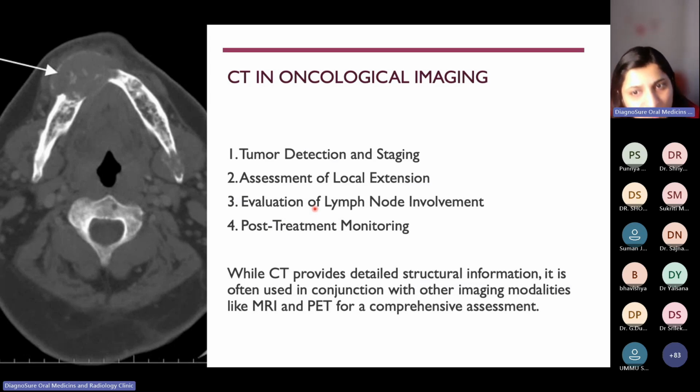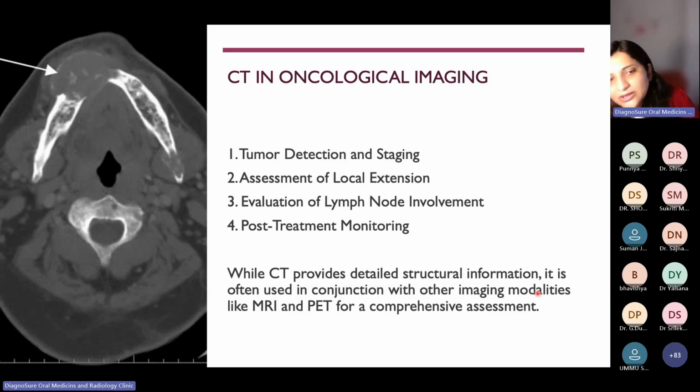Now, assessment of local extension, we can see involvement of the tumor. If there is any invasion into surrounding tissue, it aids surgical planning. Again, like I said, evaluation of lymph node involvement. CT checks if there is any metastasis to the lymph node and helps in staging again.